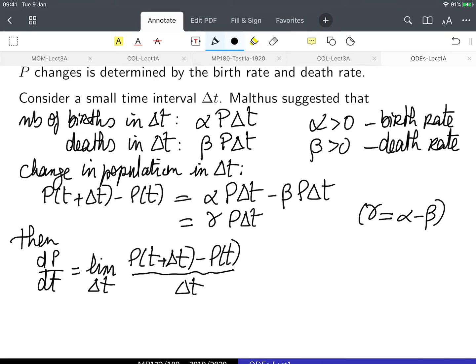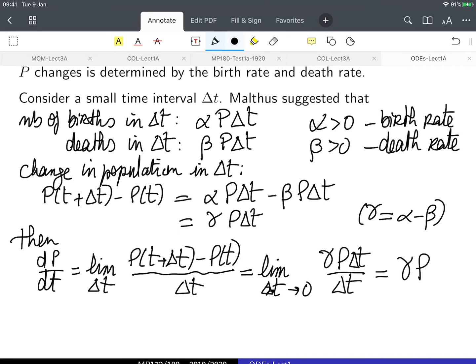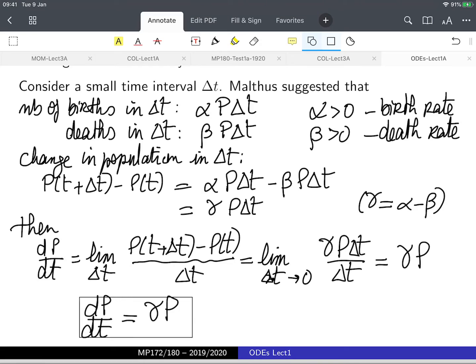But I can compute that quantity from the analysis above. The numerator is just gamma p delta t. The delta t cancels out, so the limit is just gamma p. And so I end up with dp dt equals gamma p. That's my differential equation. That wasn't too hard.